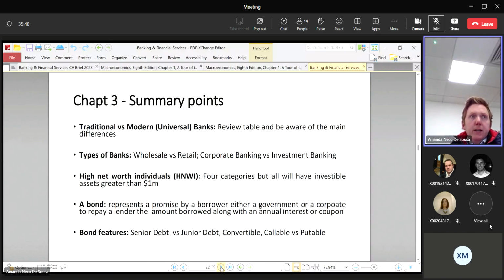We touched then briefly on bonds, and a bond again represents a promise by a borrower, either a government or a corporate, to repay a lender the amount borrowed, along with an annual interest or coupon. Government bonds are, as I noted previously, deemed low risk and low return, so they will typically be rated AAA, but as a result you've got a very low risk investment, but also very low return. We also touched briefly on the differences between senior and junior debt, and callable bonds, convertible bonds, and puttable bonds.